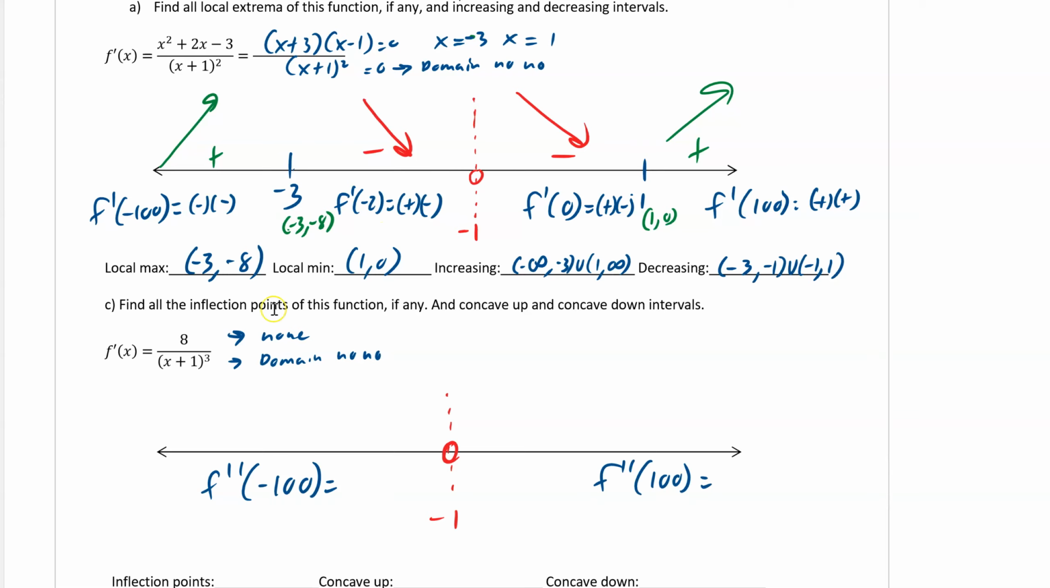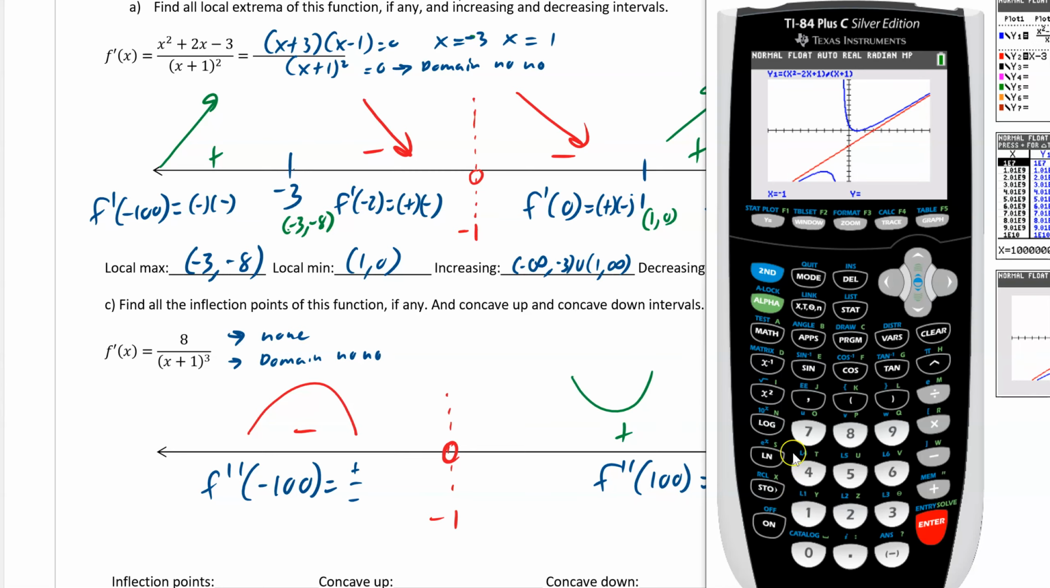And so if I plug, this is a cube, so I'm just looking at the number itself. So -100 would make this positive over negative. So we know that's negative, concave down, and that matches. And then this would be positive over positive, which is positive. So we know it's concave up, and that matches. So concave down, concave up, everything is good.